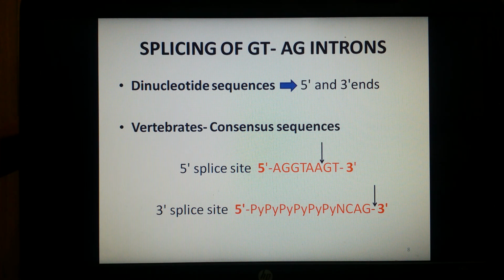And this AG, you can see I have marked it with arrows. These arrows represent the site where the splicing will take place, which I have told you is the splicing junction. So you can see the arrows between A and G and at the 3' end, which are basically the splicing sites.